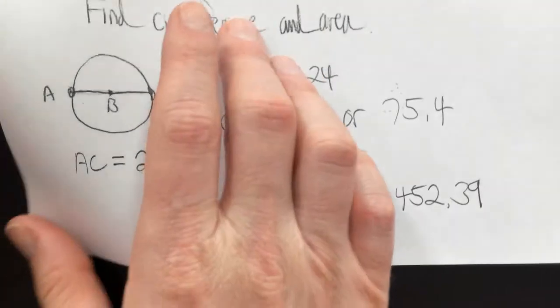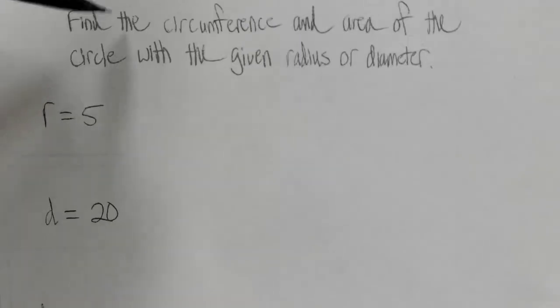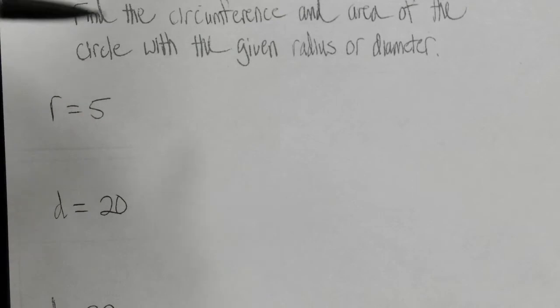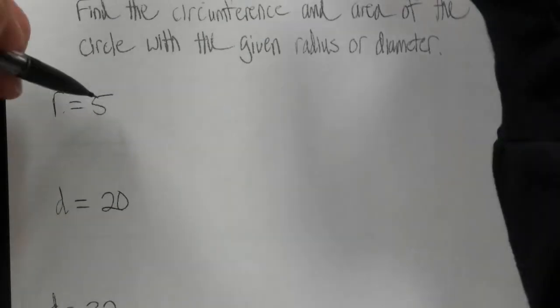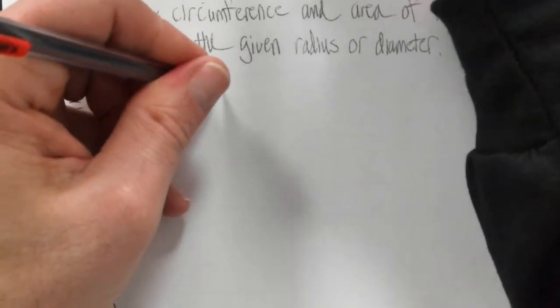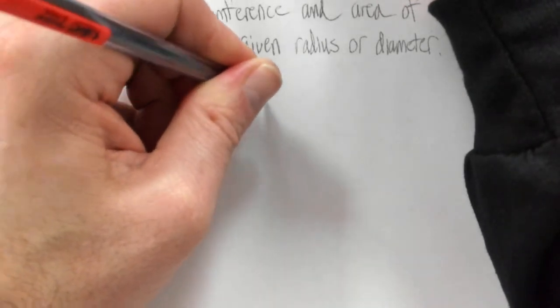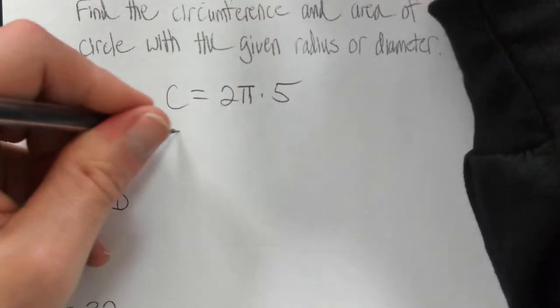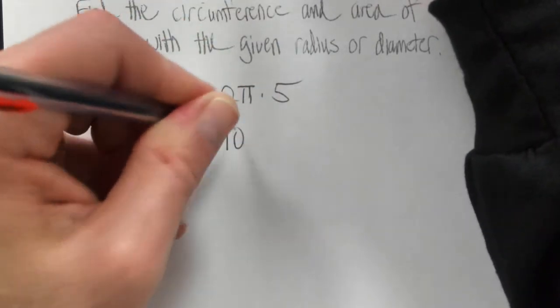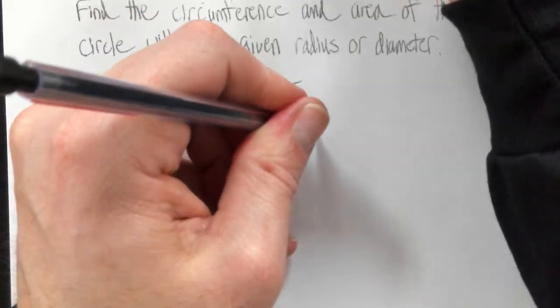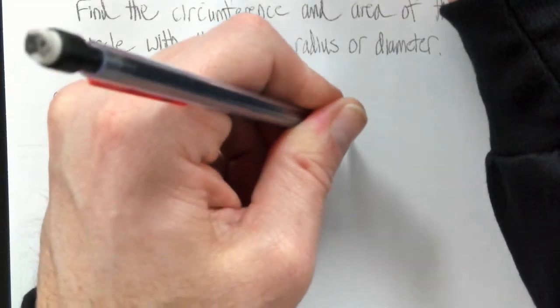Okay. So just a few more questions, kind of the same type of question. We're asked to find the circumference and the area of a circle with a given radius or diameter. So if our radius is 5, then my circumference is going to be 2 pi times that radius, which is 5, which will make my answer 10 pi. Or as a decimal, you would get 31.42.